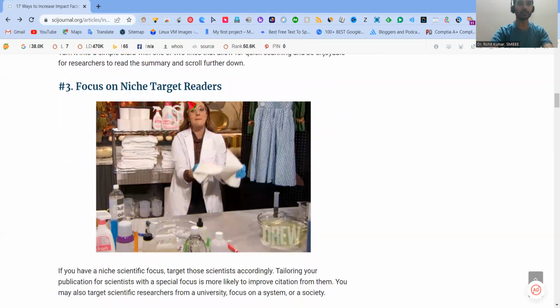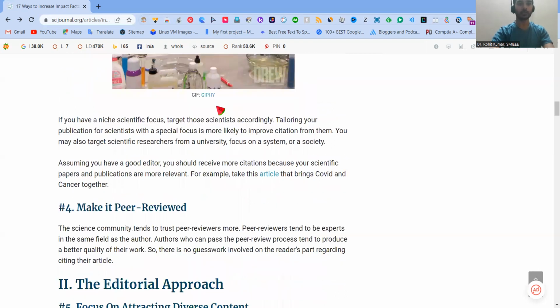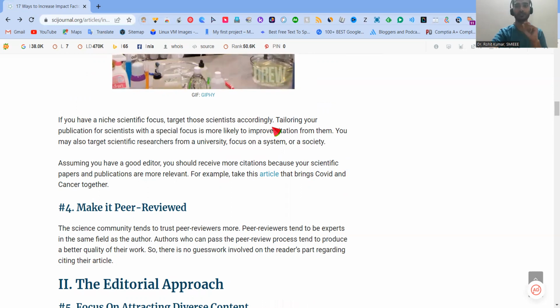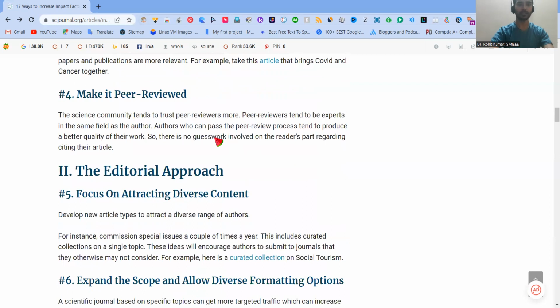Third one is to focus on niche target readers. If you have a niche scientific focus, target those scientists accordingly. Many times journals do say that yes, we have this particular niche focus, we are currently focusing on this particular area, and that's why it becomes very easy to understand whether it lies under my interest or not. So then it becomes easy to judge.